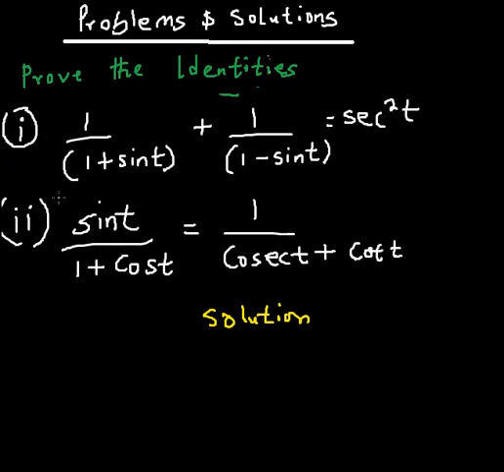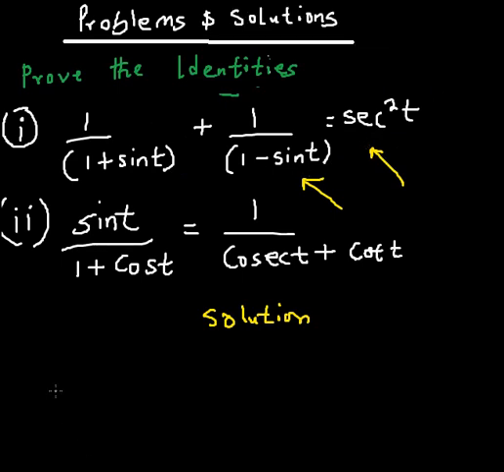The very first question is 1 over (1 plus sine t) plus 1 over (1 minus sine t) is equal to 2 sec square t. So basically, we are to prove that what we have at the left hand side is equal to the expression at the right hand side. Invariably we need to simplify this identity to have the right hand side. Okay, and that is the proof.